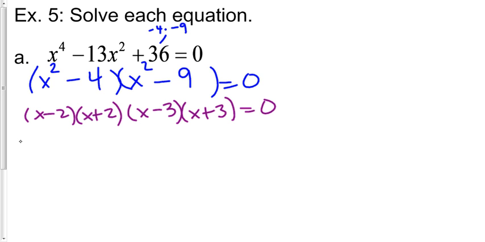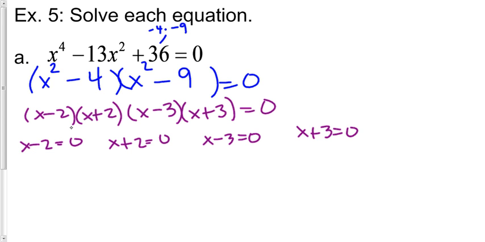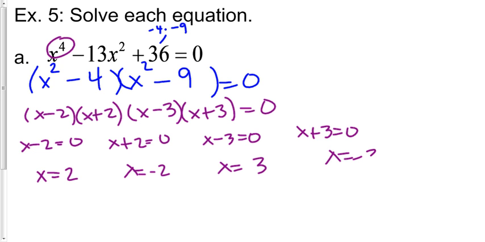Now I need to set all 4 factors equal to 0. So x minus 2 could be 0, x plus 2 could be 0, x minus 3 equals 0, or x plus 3 could be equal to 0. And we solve them. Now, it's a degree 4 polynomial, so I know that there's a possibility of 4 real roots, and that's what we have here. X equals 2, x equals negative 2, x equals 3, or x equals negative 3.